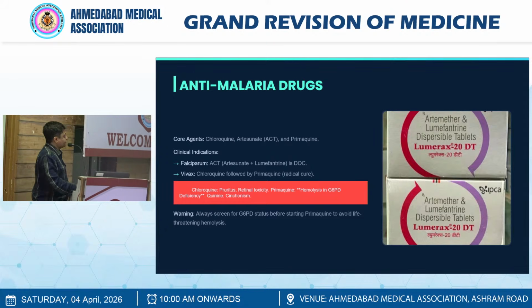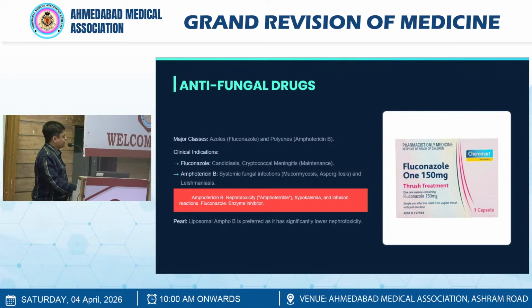Anti-malarial drugs: for falciparum, artemether combination, which contains artesunate and lumefantrine. For vivax, chloroquine followed by primaquine. Chloroquine causes pruritus and retinal toxicity. Primaquine causes hemolysis in a G6PD deficiency patient, so we always measure G6PD prior to giving primaquine. Antifungal drugs: fluconazole. Amphotericin B causes nephrotoxicity, hypokalemia, infusion reaction, and fluconazole is an enzyme inhibitor.